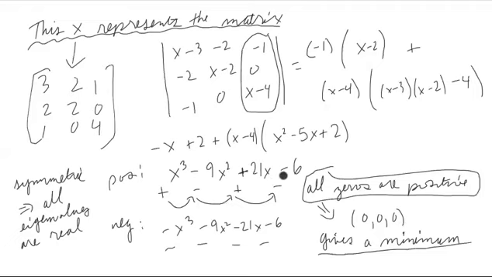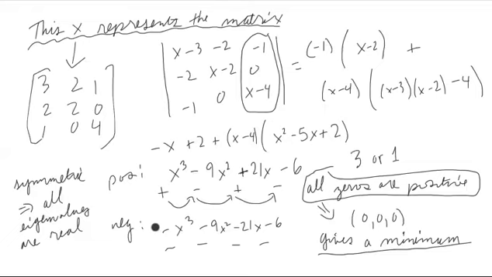We can use Descartes' rule of signs. Notice we have 1, 2, 3 sign changes. So that means that for positives, by Descartes' rule of signs, we have either 3 or 1. So we're not quite done. We've got to look at the negatives.